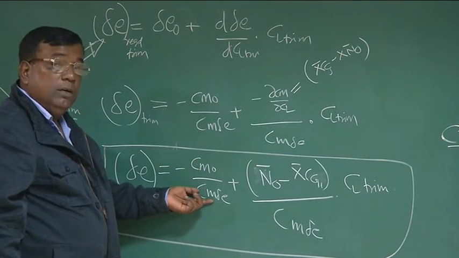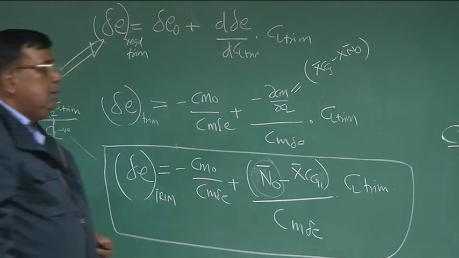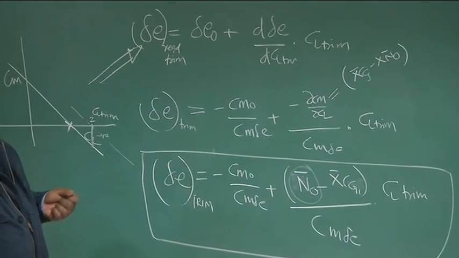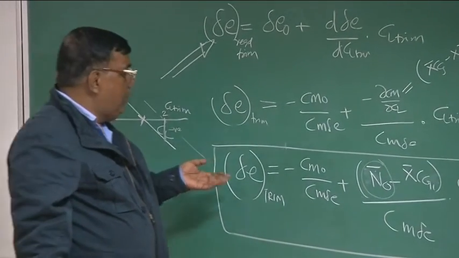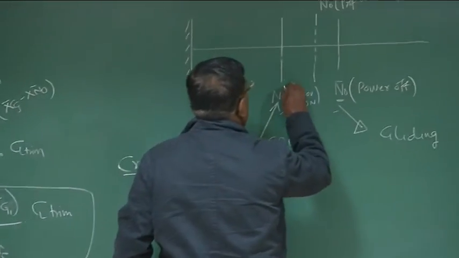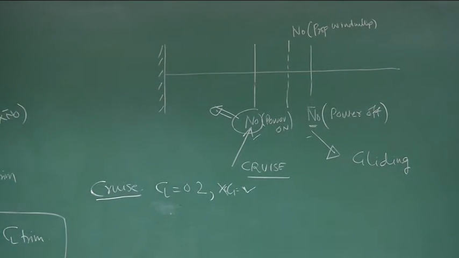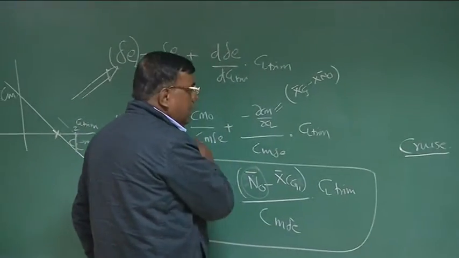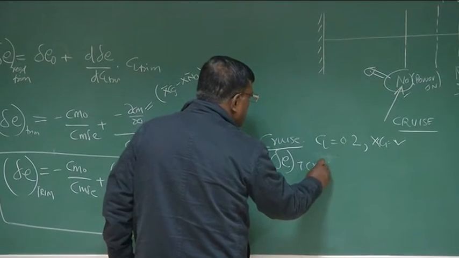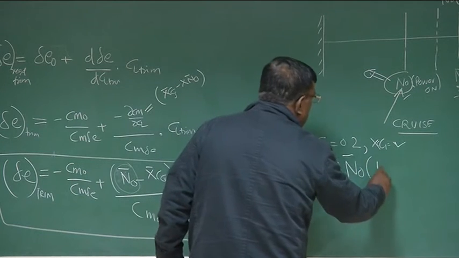This is known for the airplane. The question will be, what N naught should I take? Should I take N naught power on, N naught power off, or N naught propeller windmilling? You know very well now, because it is cruising, I should take N naught power on, because cruising thrust is on. Correct? So for delta E trim for cruise, I will use N naught power on.